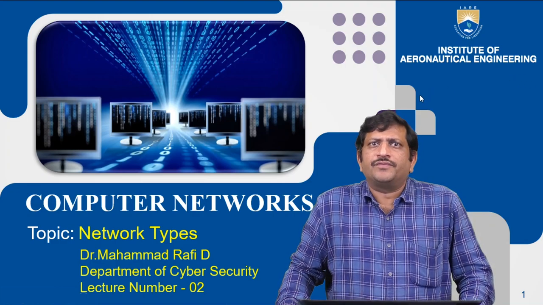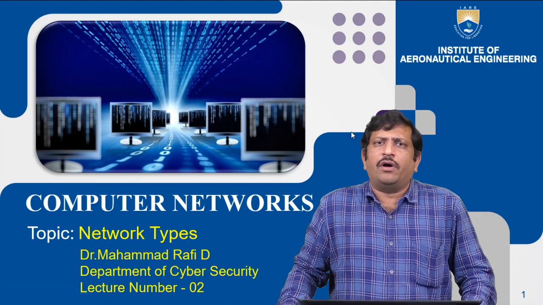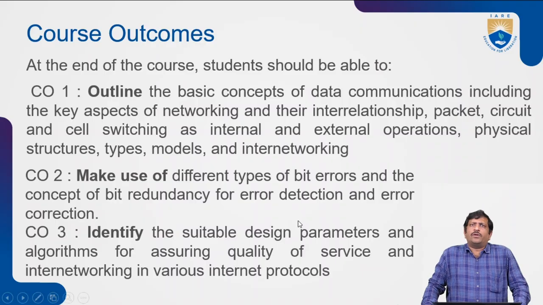Today I want to discuss the computer network subject, in which the topic is network types. The course outcome of the computer network is that, at the end of this, students should be able to learn the basic concepts of data communications, including the key aspects of networking and their interrelationships, packets, circuits and cell switching as internal and external operations, physical structure, types of networks, networking models, and inter-networking, which will be learned at the end of module 1 in the computer network subject.